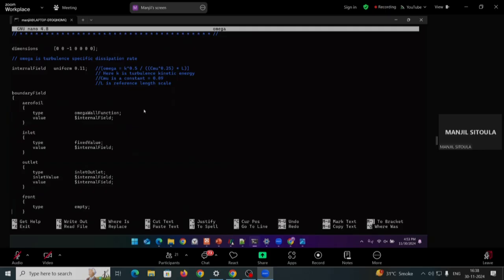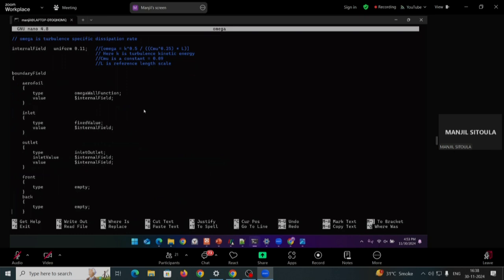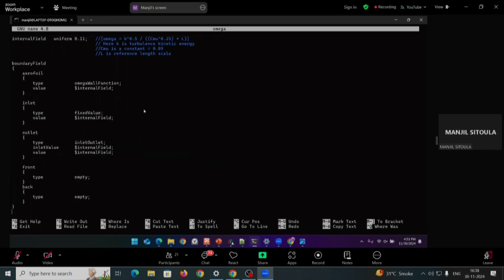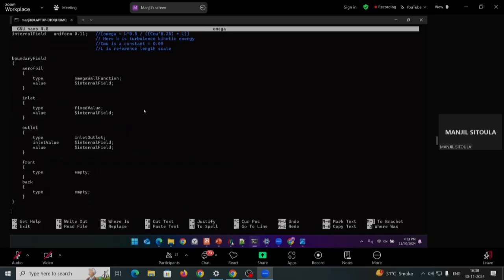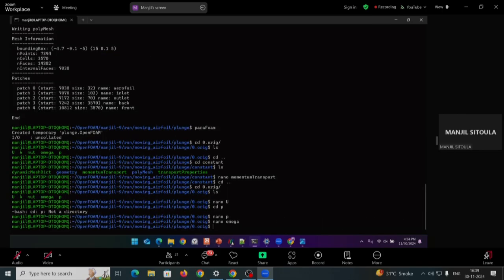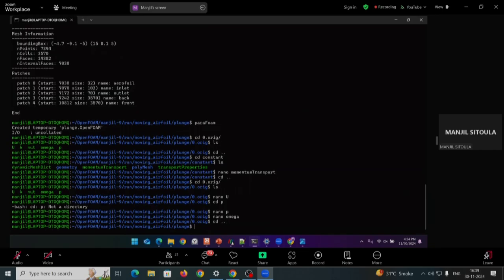So you can check when to use this wall function. At the inlet we have given a fixed value, at the outlet we have given the inlet-outlet boundary condition, and front and back are kept as empty. You can check these other boundary conditions for the turbulence modeling, because we are not focusing much on this now. You can later check which one is better for you, depending upon the Reynolds number and turbulence simulations.